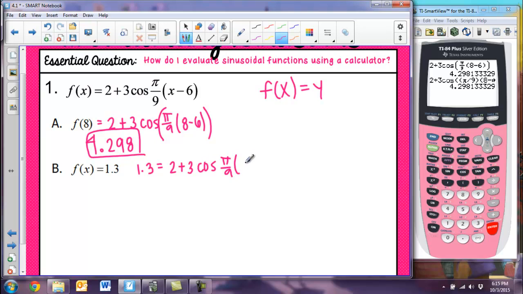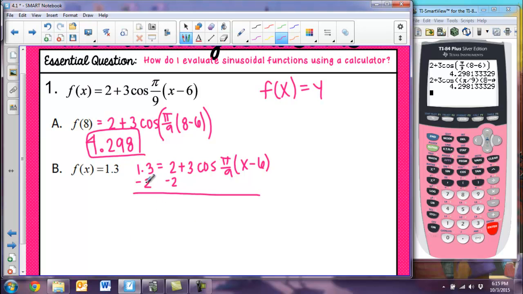It's so big, x minus 6. Okay, and so this is basically just algebra. So what I need to do here is isolate my cosine, so I can get the x by itself eventually. And so this is just the regular algebra that you've always been doing. In order to move 2 to the other side, I'm going to subtract 2 from both sides.